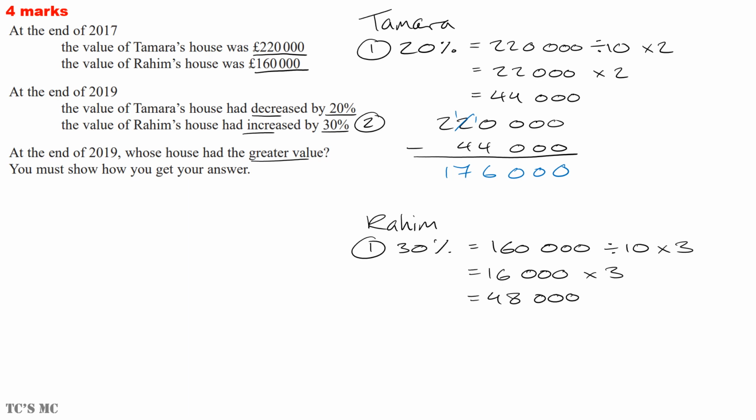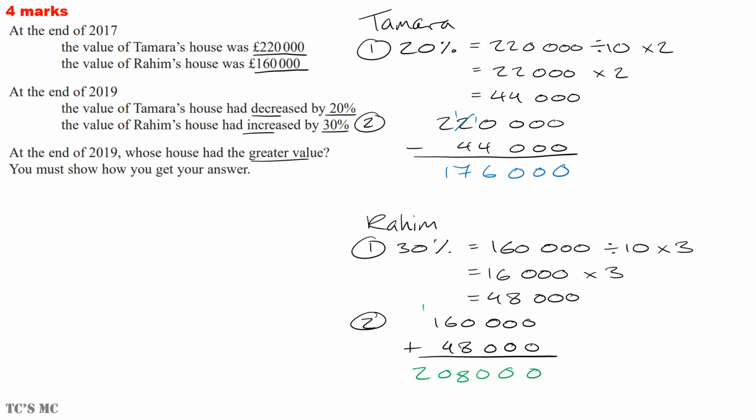It says that Rahim's house had increased, so we need to do 160,000 add the 48,000. Again, I am using the column method. We end up with 208,000. We now have a third mark.